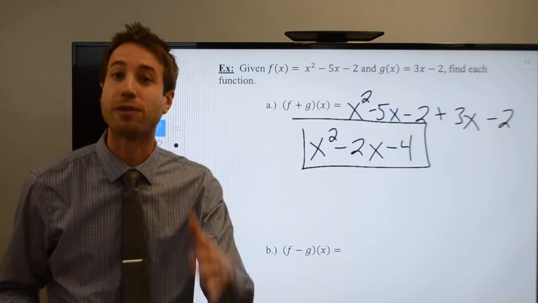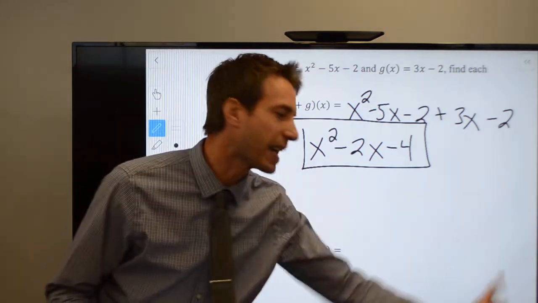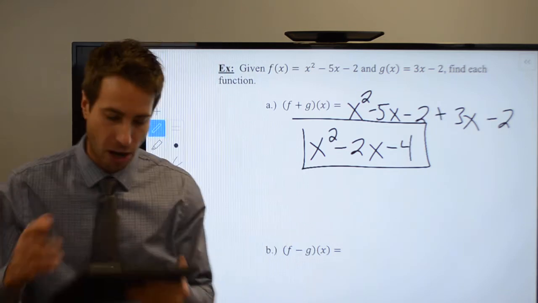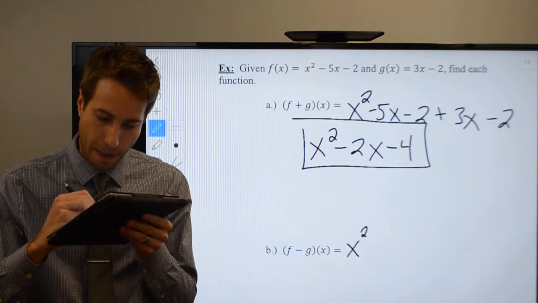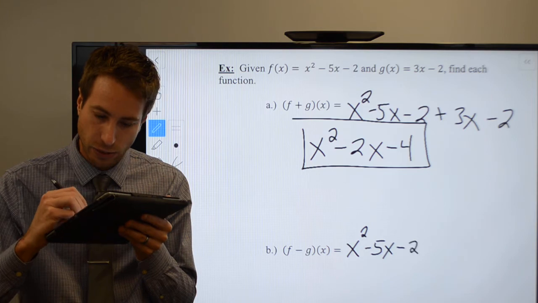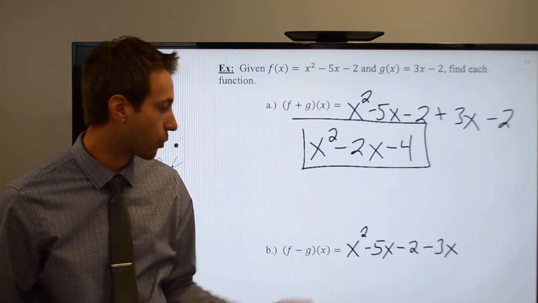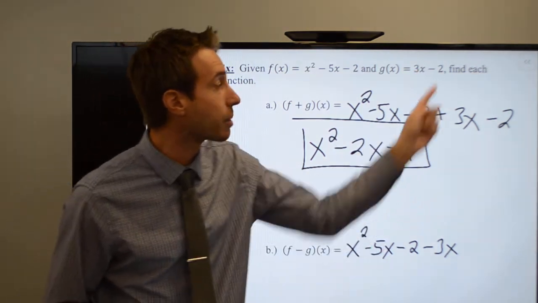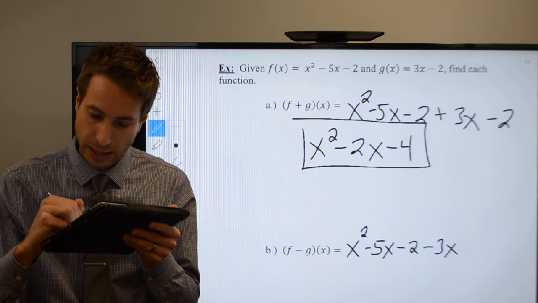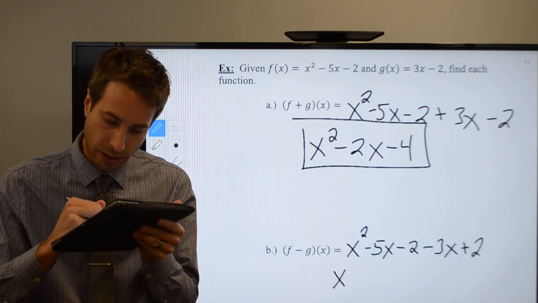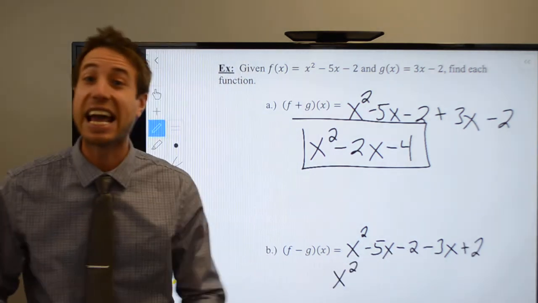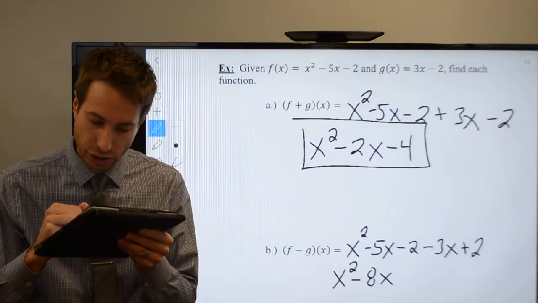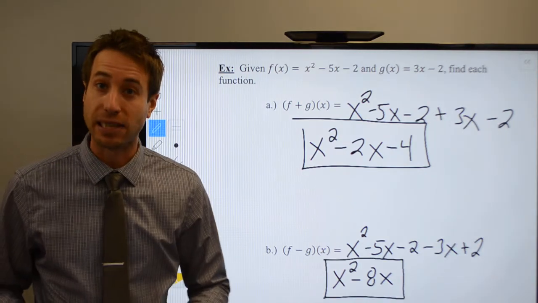Same thing down here, just don't forget to distribute the minus sign. In fact, I'm just going to write it by distributing the minus sign. I know that this will now become negative, this will now become positive, so I'm going to have x squared minus 5x minus 2 minus 3x, right? Because when I distribute that minus sign, that'll become a negative 3x. Distribute that minus sign, that'll become a positive 2, so minus 3x plus 2. Combine like terms, x squared, that's going to give me negative 8x. And the 2's cancel each other out. So that's it. That's my difference function.